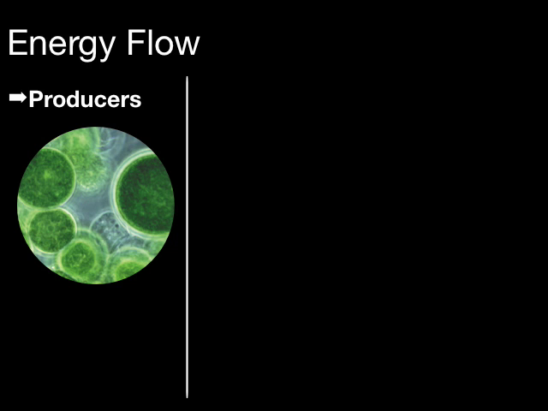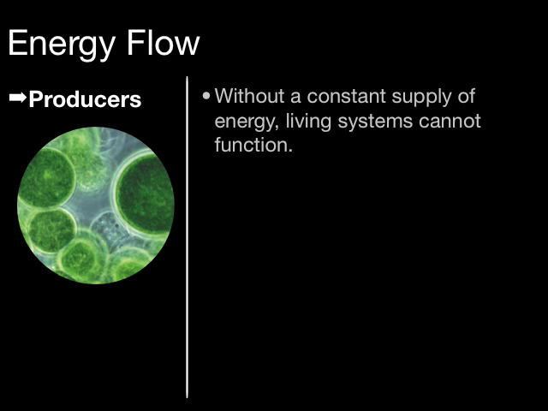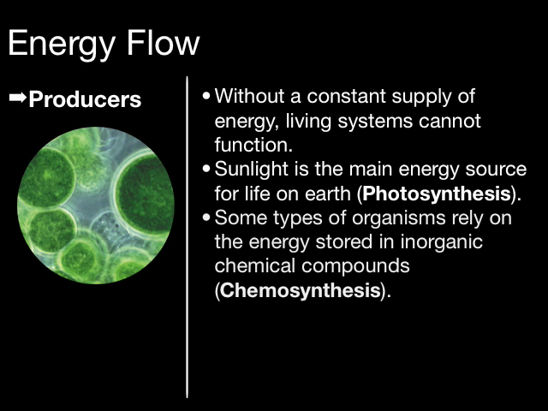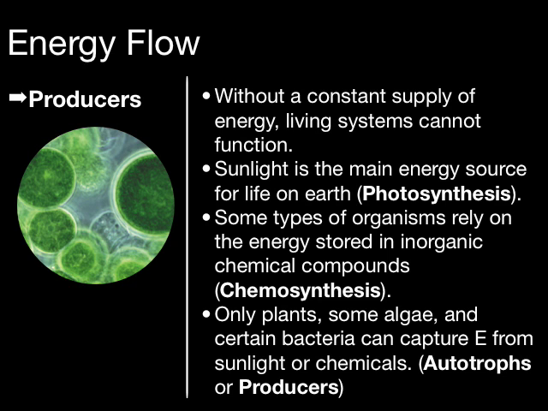So think for a moment. What is the major source of energy for most of the living things on Earth? For most of the living things on Earth, sunlight is the main energy source. Plants, such as the blue-green algae pictured here, use a process called photosynthesis to process sunlight and create their own food. Now, not all organisms have access to sunlight.